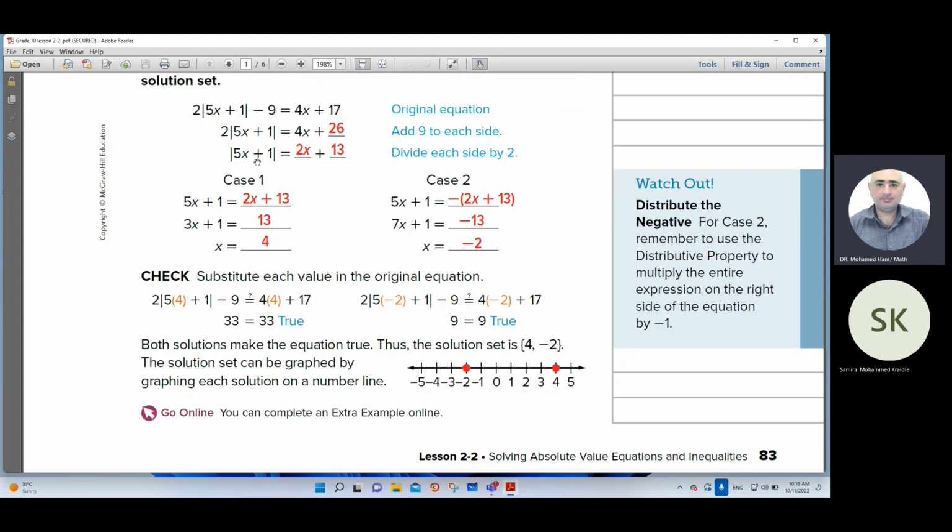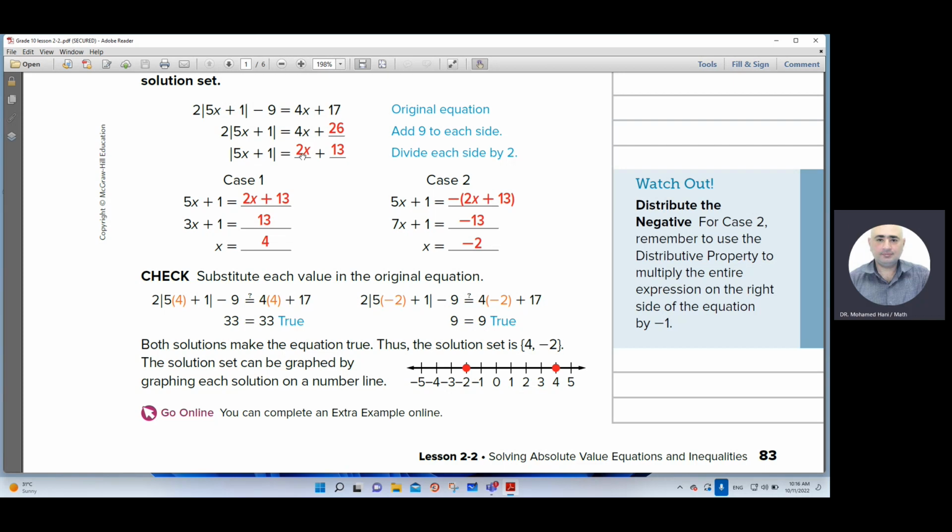It means here the absolute value equals the second side. And when you get this form, absolute value equals terms, here you have two cases, case 1 and case 2. In case 1, take the positive value for the terms. So you can write 5x plus 1 without the absolute value equals the positive value, 2x plus 13. Then continue solving this equation.